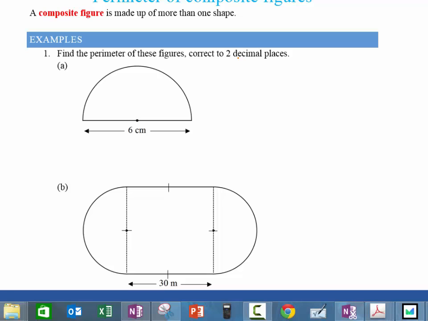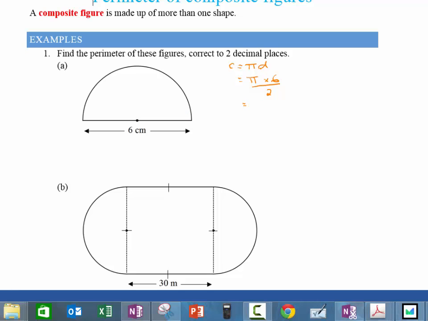Find the perimeter of these figures correct to 2 decimal places. So if we have a look at this, remember perimeter is the outside of the shape. And what we have here is half a circle. So we're going to find the circumference of half a circle first. Now we've got a diameter here, so we're going to be using the formula circumference equals pi times diameter. So I'm going to do pi times 6, and I'm going to divide my whole answer by 2 because I'm only interested in half of a circle. And that's what that part here is.